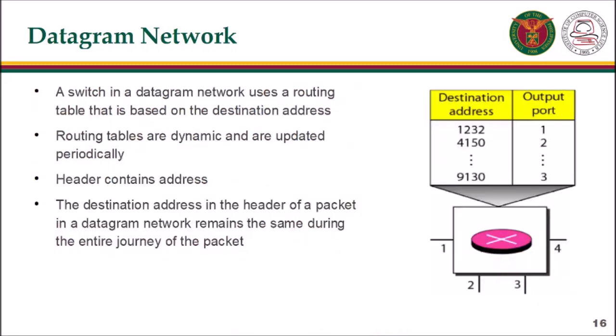If there are no setup or teardown phases, how are the packets routed to their destinations in a datagram network? In this type of network, each switch has a routing table which is based on the destination address. The routing tables are dynamic and are updated periodically. The destination addresses and the corresponding forwarding output ports are recorded in the tables. Headers contain the address. The destination address in the header of a packet in a datagram network remains the same during the entire journey of the packet.